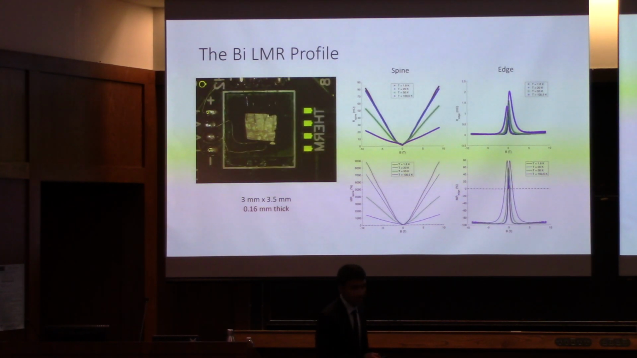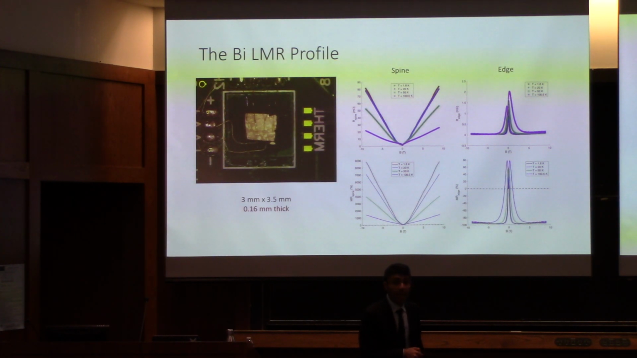Next, we sanded it down again to 0.16 millimeters, one quarter the thickness of the previous sample. We placed the contacts appropriately, and lo and behold, we have a nearly identical LMR profile to that found in the literature. We see the characteristic V shape in the spine. And in the edge, we see this very nice sombrero shape in which at high magnitude field, it levels off asymptotically. Around the middle, we see the characteristic cusp and peaks.